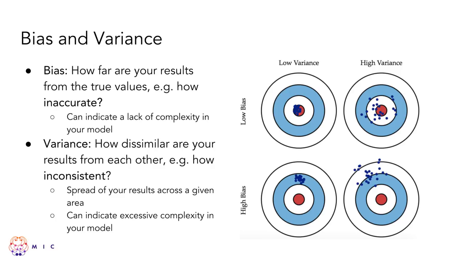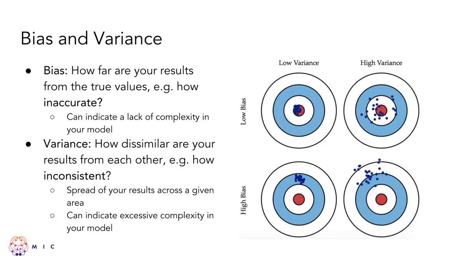Okay, so now I'm going to talk specifically about bias and its opposite, which is variance. Bias describes how far your results are from the true values, basically how inaccurate your predictions are. This can indicate a lack of complexity in your model. For example, say you're trying to fit a very high order polynomial with a single line. It's not going to work. Your line is not complex enough to accurately model your high order polynomial, and you need to increase the complexity.